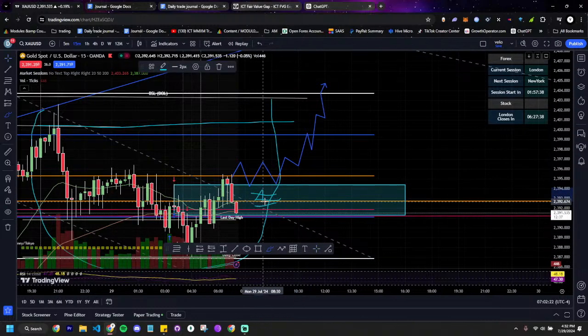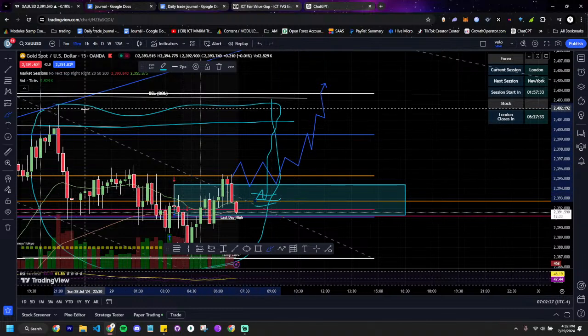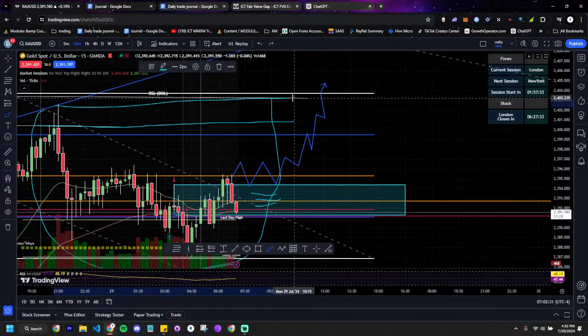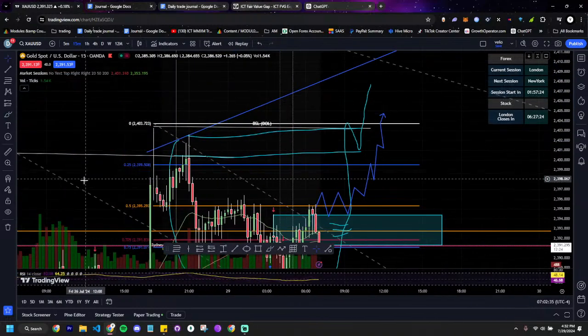Retrace to at least 50% encroachment, and then retrace towards this swing high right here. My lines are not great, but you get the point. This swing high right here, and I'm expecting a liquidity sweep and then retracement above. So it's pretty simple.